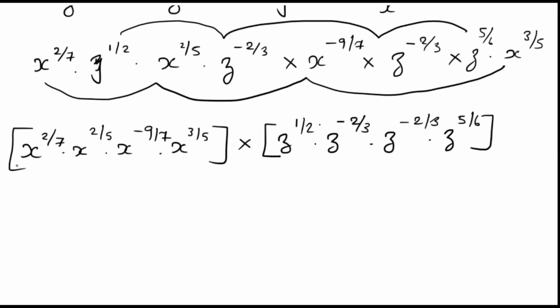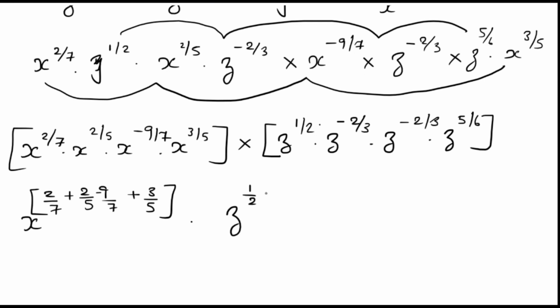Now all the bases are same here, so the powers can be added. X to the power 2 by 7 plus 2 by 5 minus 9 by 7 plus 3 by 5. Here again all the bases are same, so I can write it as z to the power 1 by 2 minus 2 by 3 minus 2 by 3 plus 5 by 6.